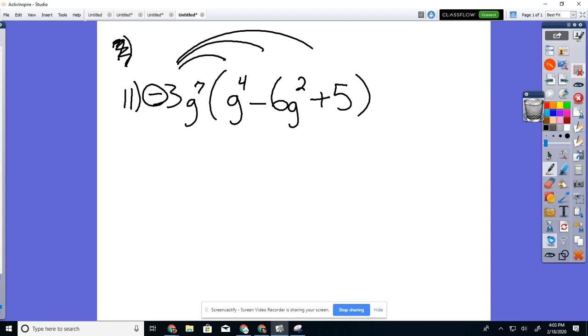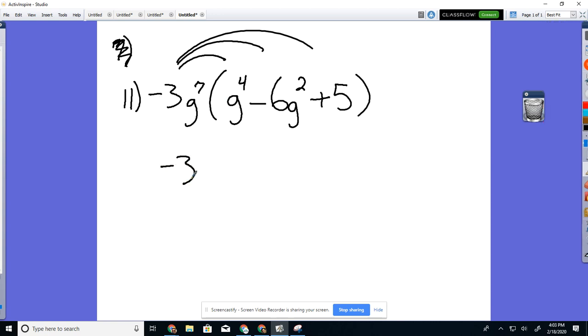Negatives and fractions will get you. So a negative 3 times a 1, that's going to give me a negative 3. G to the 7th times g to the 4th gives me g to the 11th. Negative times a negative is a positive. 3 times 6, 18. G to the 7th times g to the 2nd, that would be g to the 9th. Negative times a positive is a negative. 3 times 5, 15. There's g to the 7th times no g's, that's g to the 7th. So that would be the answer.